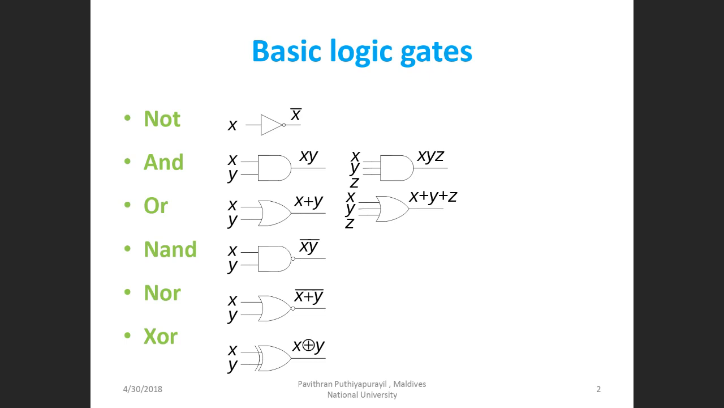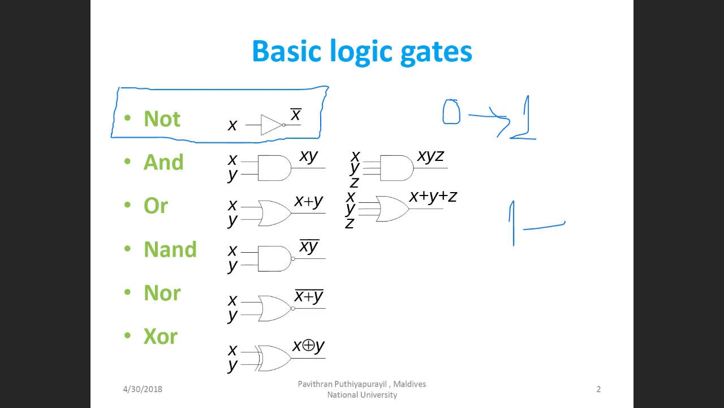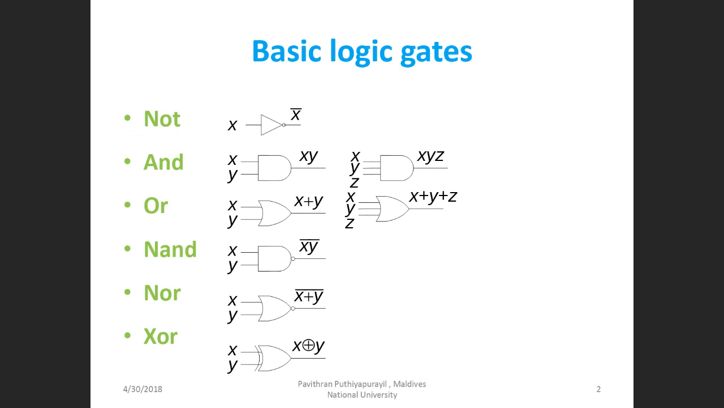NOT gate is an inverter. Whatever signal you pass through this gate, you will get the reverse of that signal. If you pass 0, then in the output you will get 1. If you pass 1, you will get 0 at the output. So this is the symbol of NOT gate.